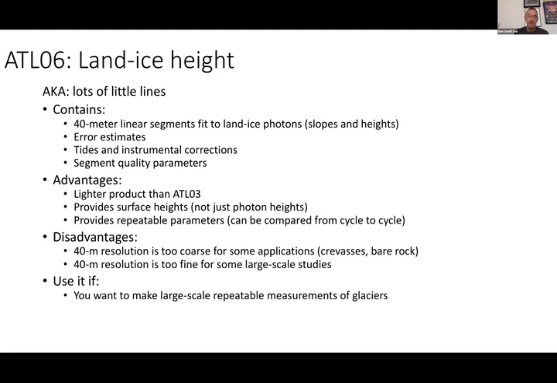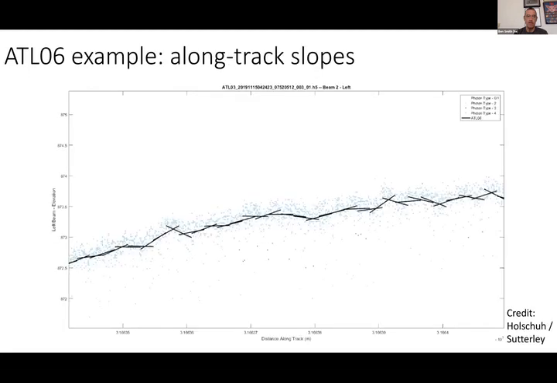So it gives you something that we hope can be repeated and compared at sort of the centimeter level. The disadvantages of this is that the 40-meter resolution is too coarse for some applications. It doesn't do a great job in crevasses. It doesn't do a great job on bare rock. And the other disadvantage is that 40-meter resolution is too fine for some large-scale studies. So if you try and put an entire cycle of this data up on your screen at the same time, at least every computer I have access to will grind to a halt. So you use it if you want to make large-scale repeatable measurements of glaciers, or if you just want to see what a glacier looks like without downloading the whole ATL03 product.